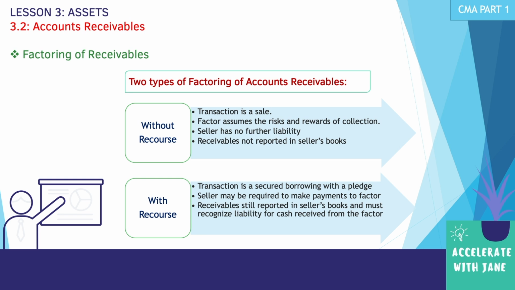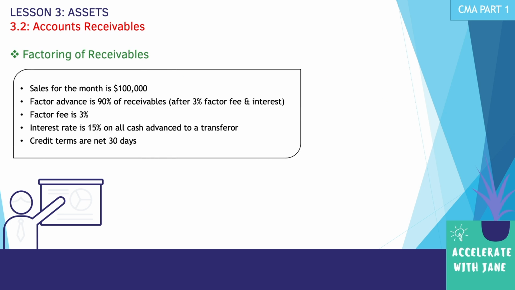Under the second method here, with recourse, the company still recognizes a receivable on its books. However, it recognizes a liability to the factor for the amounts received from the factor. It's like a borrowing. So let's have an example.